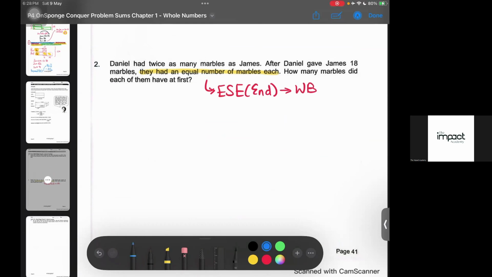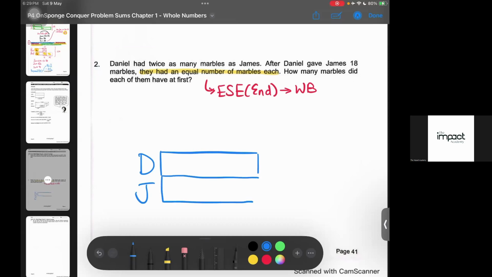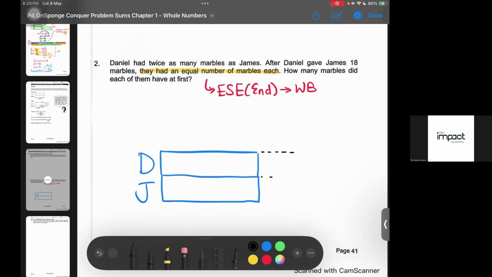We know who has the same. Daniel and James, right? So Daniel and James had the same. We're going to make sure that the models are drawn, but we have to work backwards. We will start from there first, James. Daniel gave James, so minus, no, Daniel gave James, so add back to Daniel. Add back to Daniel how much? 18.